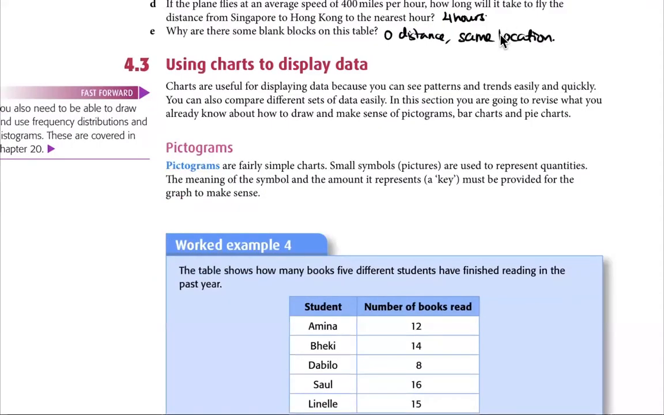Okay, so let's look at this one here. You're using charts to display data. There are multiple ways to display your data. Sometimes you want things to be faster, so you display using a pictogram. It means that when you actually look at it, then you roughly know.